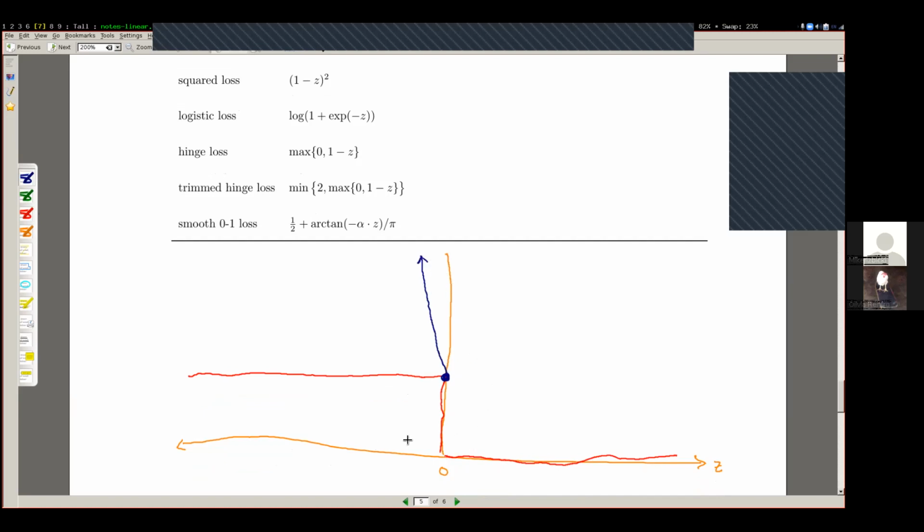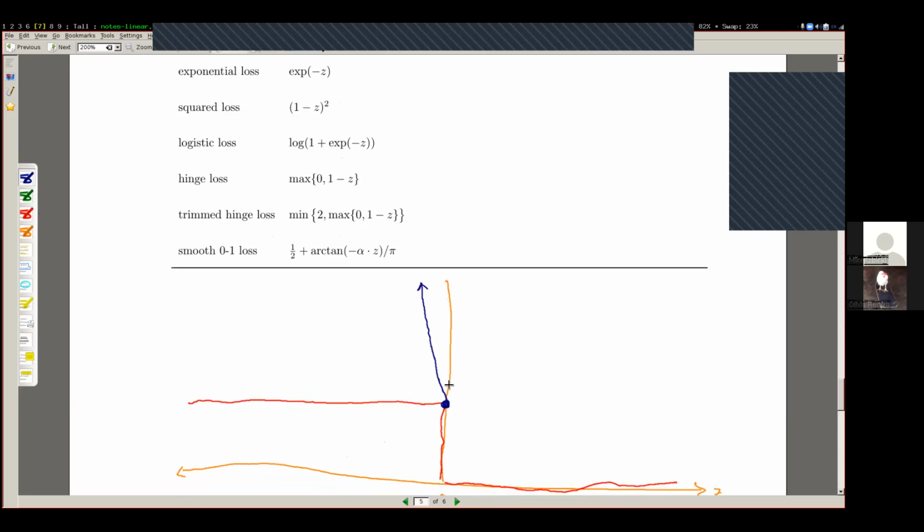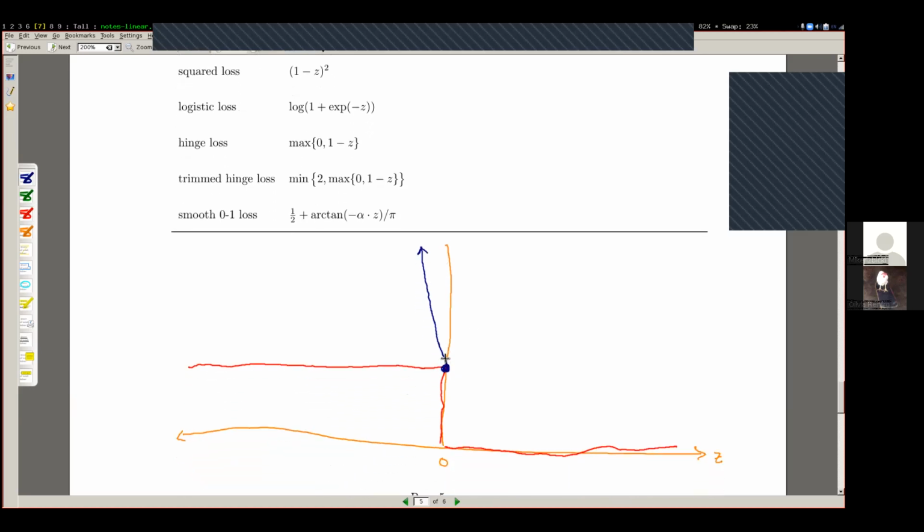Because as z gets more and more negative, we're taking the negative of z right here, so exponent of something really, really positive. So it's going to grow really fast, and then it'll somehow level off and asymptotically approach 0 down here as we go to the right. And this blue line right here is the exponential loss. This red one right here is the 0, 1 loss.